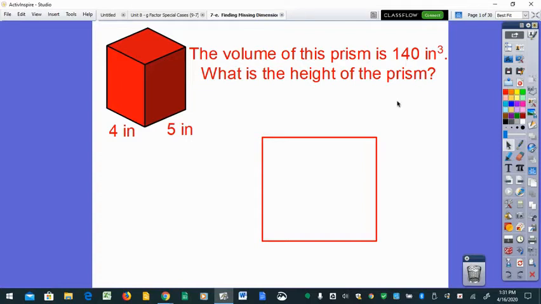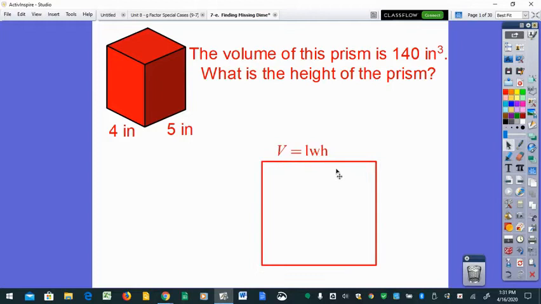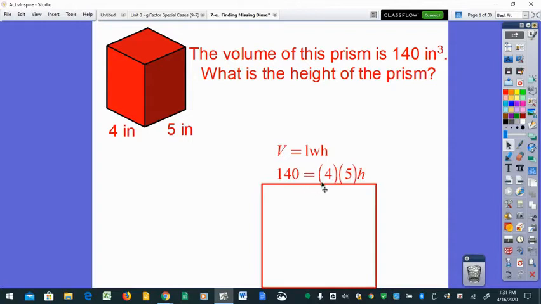In order to do what I like to call these backwards or missing dimension problems, the first thing you want to do is start with your formula and substitute in what pieces you have. So this time the 140 is going to take the V spot, and the 4 and 5 will take the L and the W, the length and the width. So I have 140 equals 4 times 5 times H, and I'm looking to solve for H.